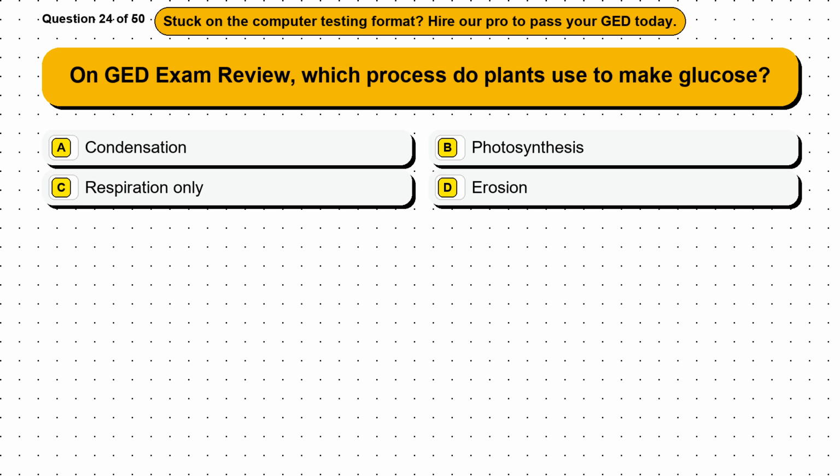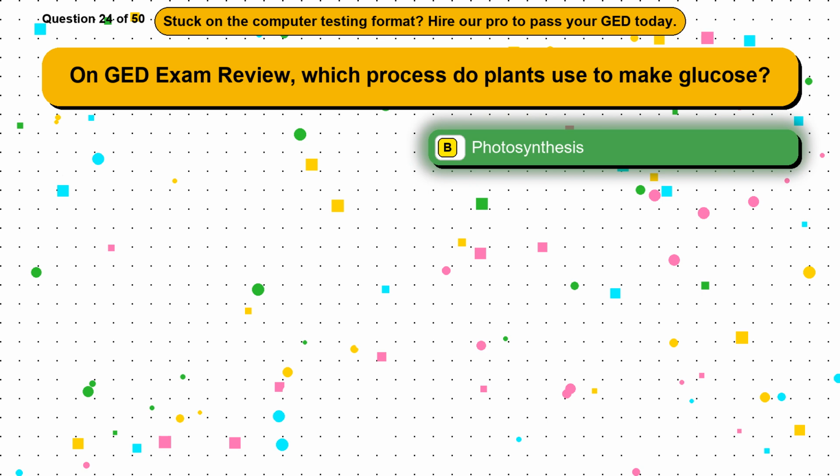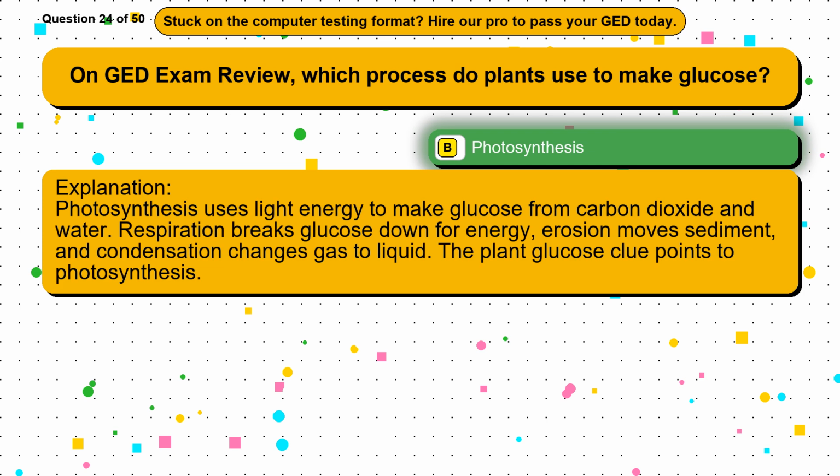Question 24. On GED exam review, which process do plants use to make glucose? Option A, condensation. Option B, photosynthesis. Option C, respiration only. Option D, erosion. The correct answer is option B. Photosynthesis. Photosynthesis uses light energy to make glucose from carbon dioxide and water. Respiration breaks glucose down for energy, erosion moves sediment, and condensation changes gas to liquid. The plant glucose clue points to photosynthesis.